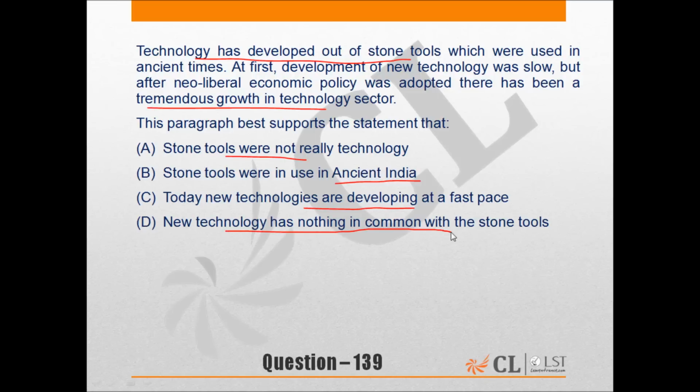D says new technology has nothing in common with the stone tools. If you see options A and D, they are very similar. The given paragraph talks about technology has developed out of stone tools. So technology began with stone tools. But A and D say that stone tools and new technology are somehow different. This contradicts information given in the paragraph. Hence A and D are wrong.